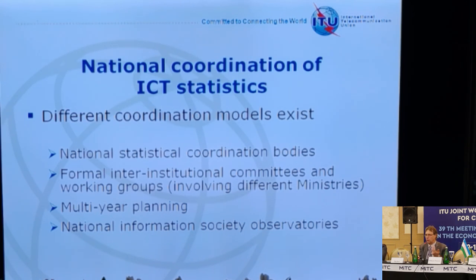You can form, for example, a national statistical coordination body that hangs above all the other bodies and that makes sure that there is coordination. Or you can set up an interinstitutional committee or working group with people from the different ministries and agencies involved. Less formal is multi-year planning, and then we have something that we call information society observatories, which is more like an aggregator, places where they put all the information together, and they can play a role also in coordinating.